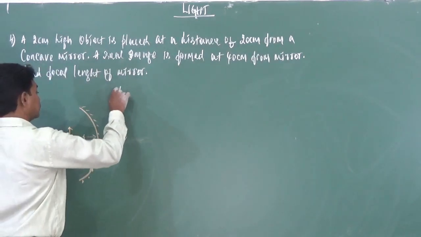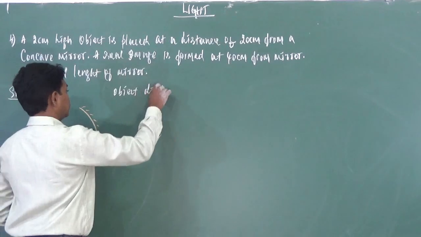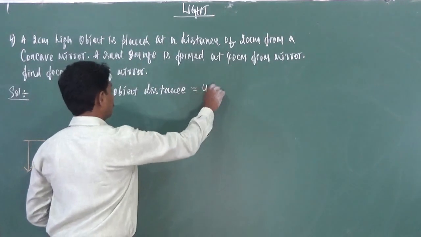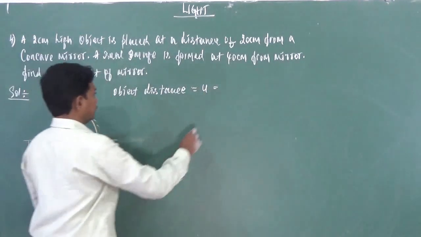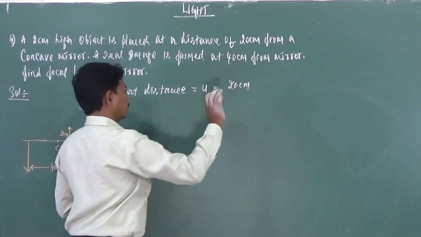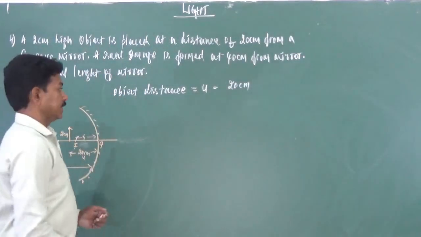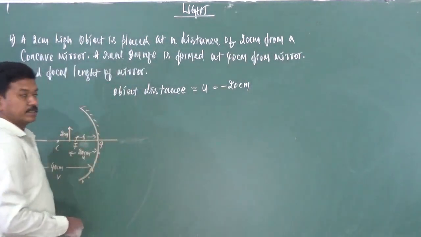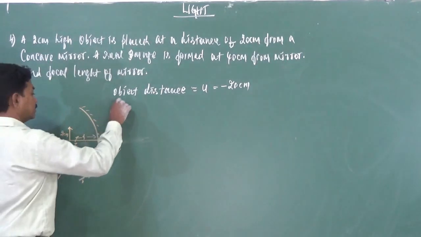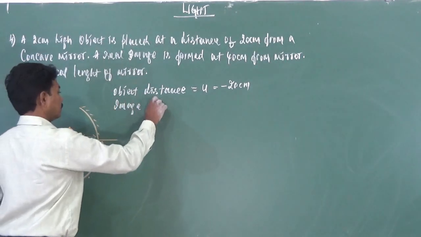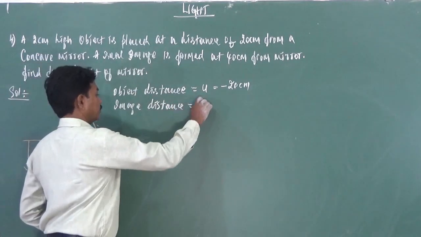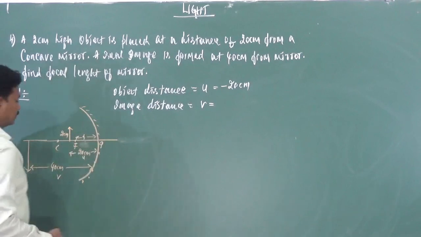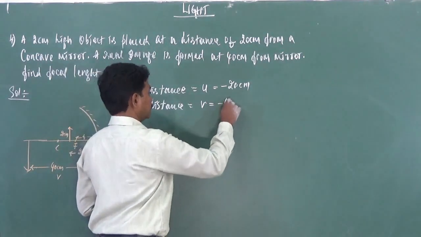So object distance is nothing but indicated by U. U is given as 20 centimeters. Write the value, then decide the required sign. As it is a concave mirror, the object is placed in front of it. So therefore U becomes minus 20. So image distance V is 40 centimeters against the direction of light rays. So it is again minus 40 centimeters.